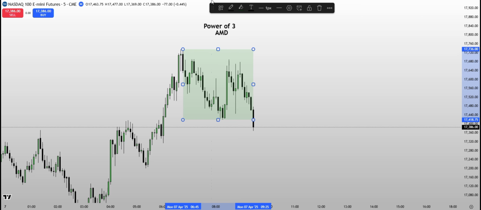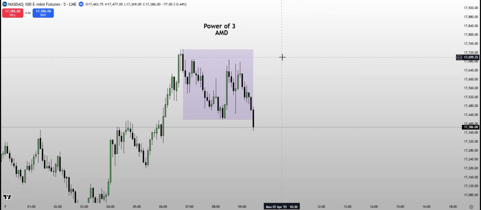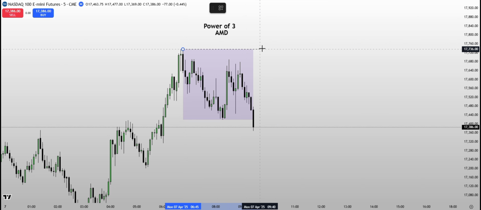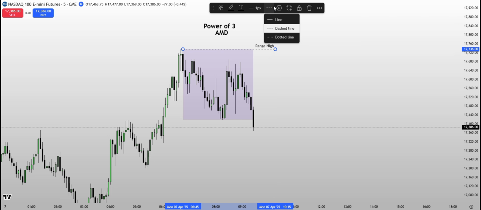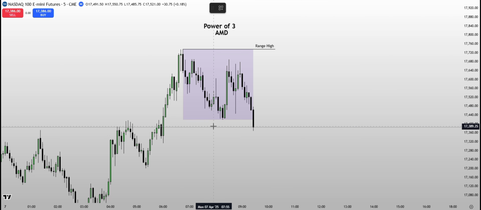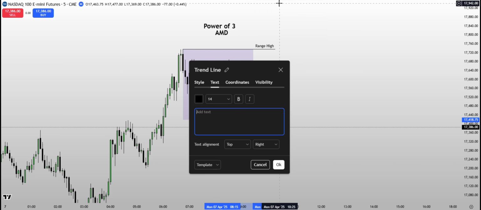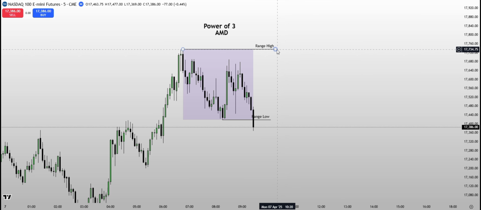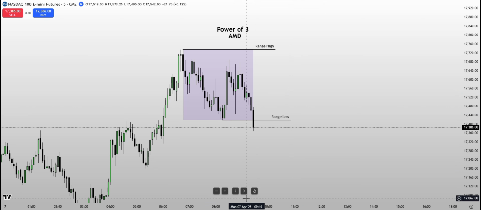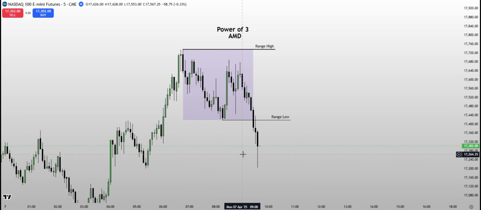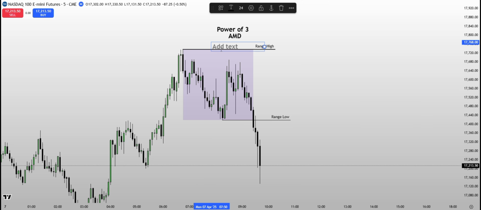We ranged right here. We have range high here. Let's form it, range high right here. Range low right here. Let's make it a little bit more. And so that is the accumulation done right here. So we accumulated right here.